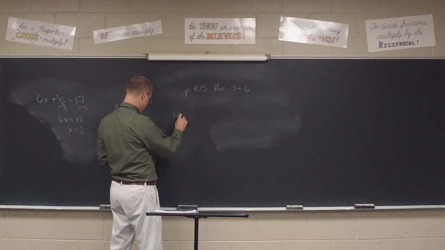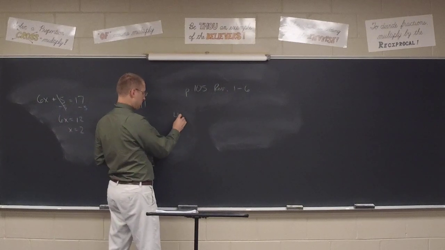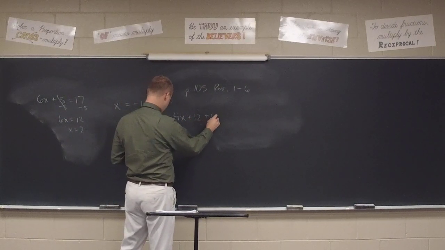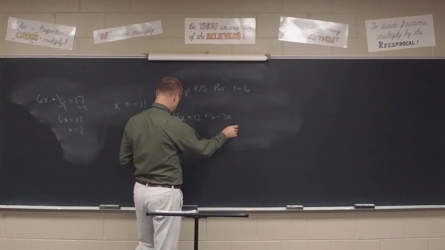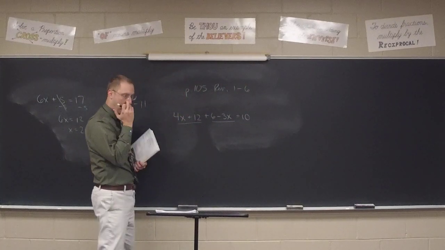I don't think I got this one right. Number 3, Adam, what do we get when we distribute? Plus 7x plus positive 18. How about 4x plus 12, plus 6, negative 3x equals 10. Does that sound good? When we distribute the 4 and the 3?